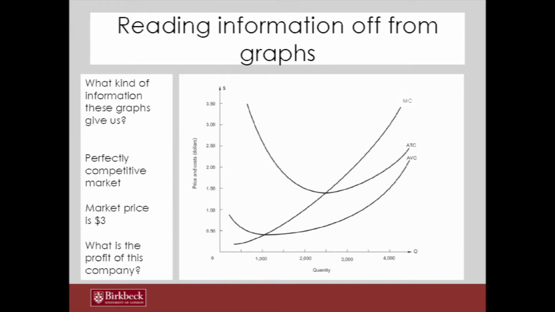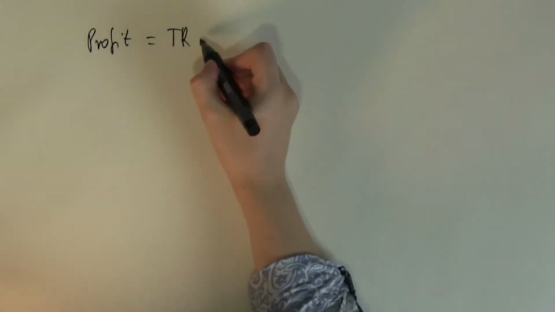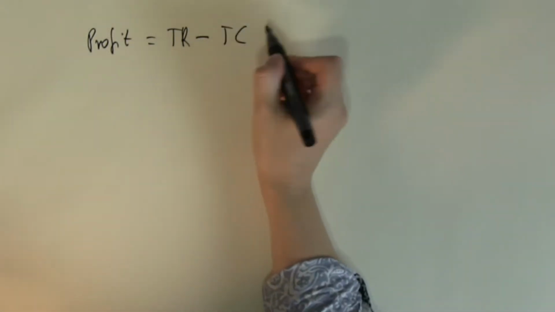Well, there is an information given to you here, and it says that this is a perfectly competitive market. And it tells me that the market price is $3. And it asks me a question. What is the profit of this company? Now, when I want to calculate profit, well, profit is the total revenue minus the total cost.